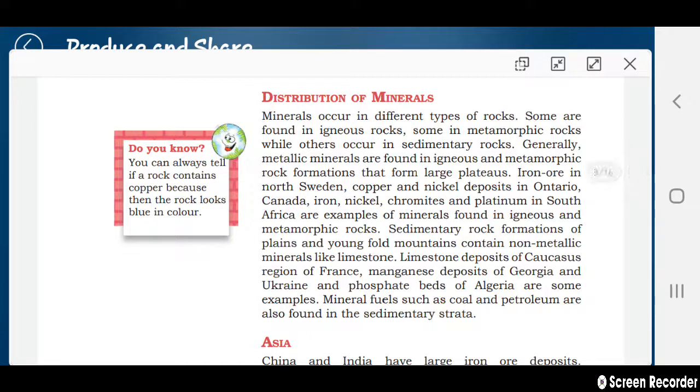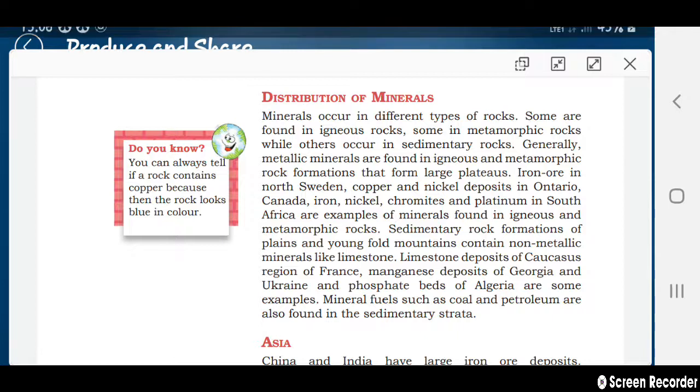Now you have learnt how minerals are extracted, and now you will learn how these minerals are distributed. Minerals occur in different types of rock. Some are found in igneous rock, some in metamorphic rock, and some in sedimentary rock.